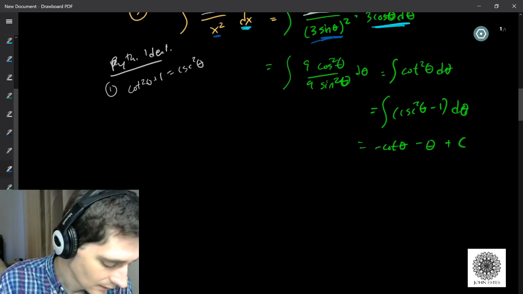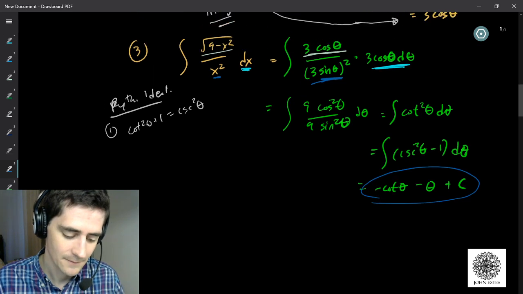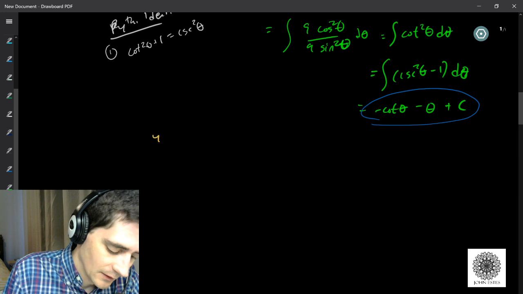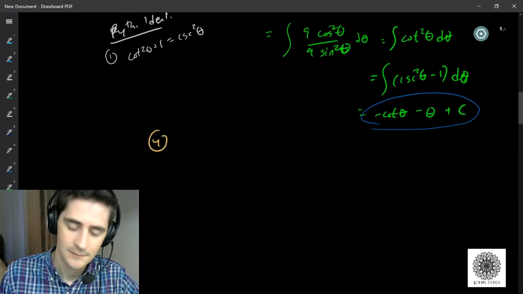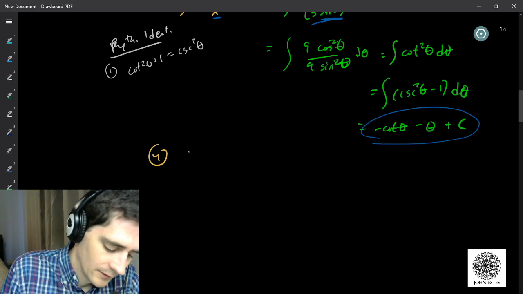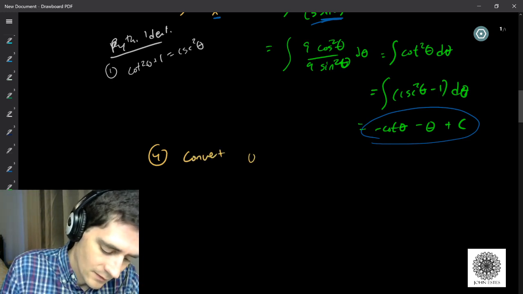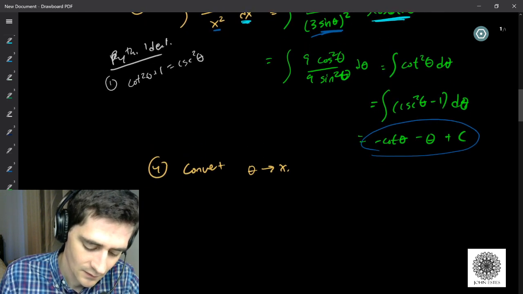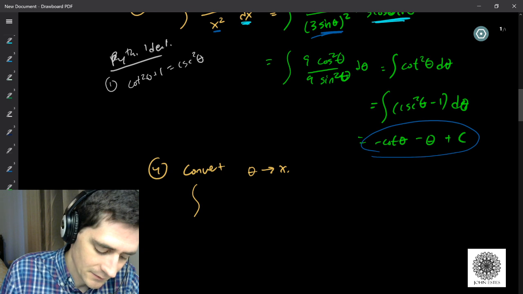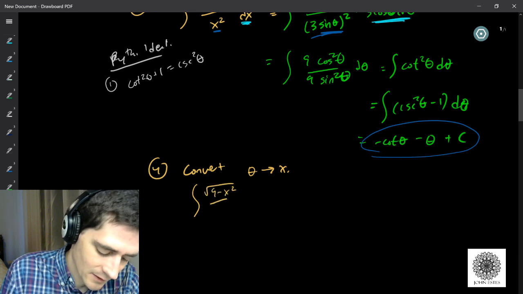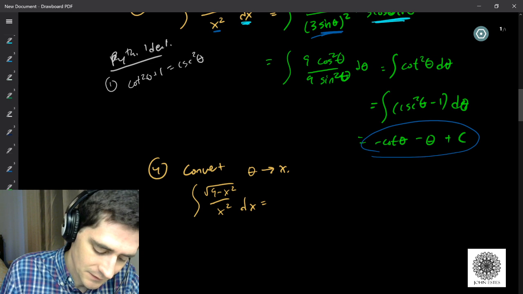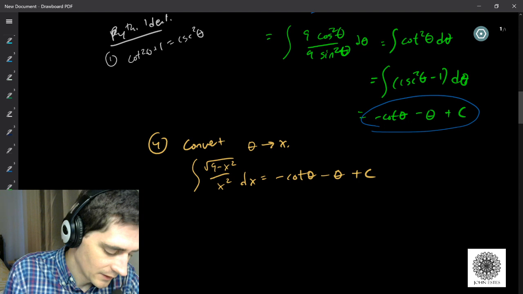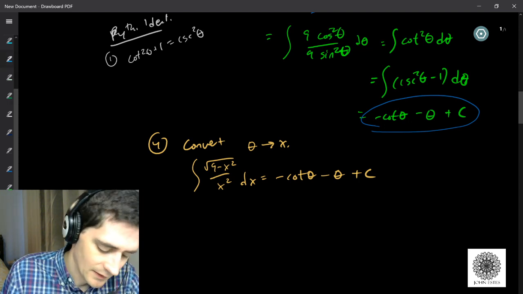Alright, so there is my integral in terms of theta, but what I want to do is get it back into x's. I want to get it back into an algebraic statement. So let's convert theta back into x. Let me write what I have so far. I have the integral of square root of 9 minus x squared over x squared dx equals negative cotangent theta minus theta plus c. And I need to figure out a way to get that back into my x language.